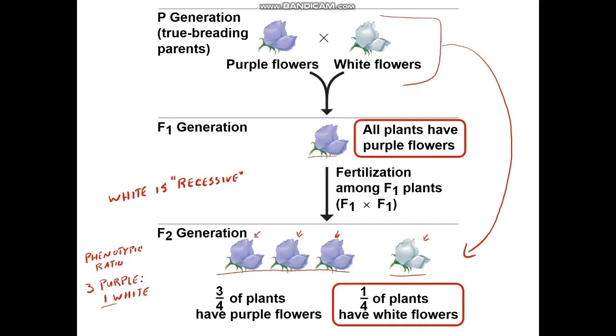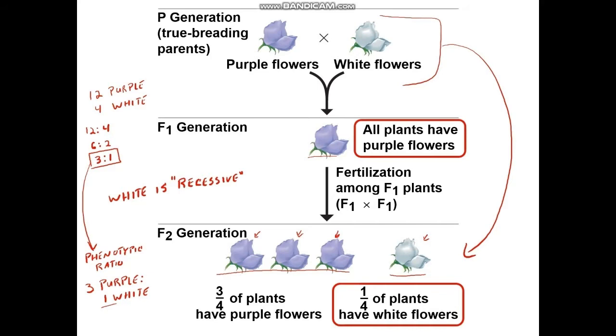But if I had 12 purple, and I had 4 offspring that were white, well, 12 to 4 reduces down to 6 to 2, which reduces down to 3 to 1. So you always want to reduce down to the smallest possible ratio when you're doing these kind of problems.